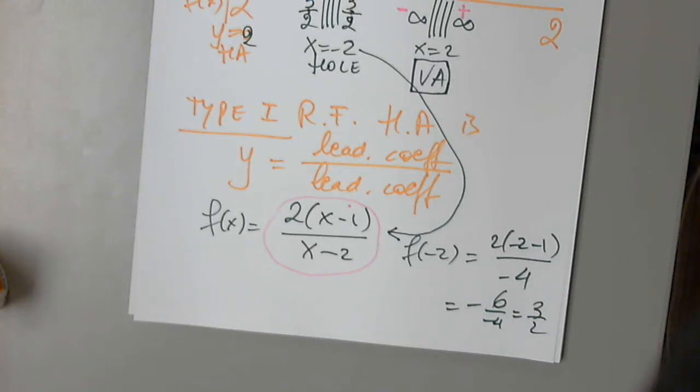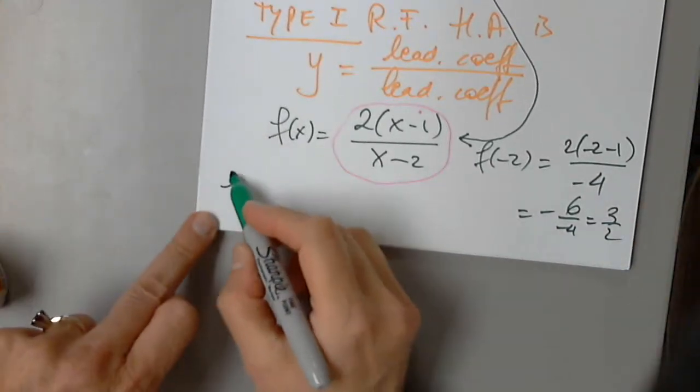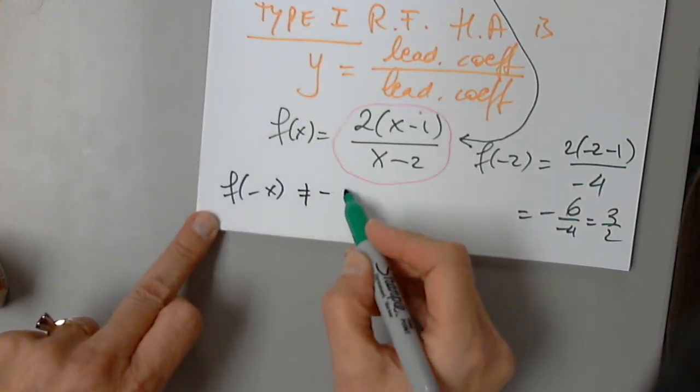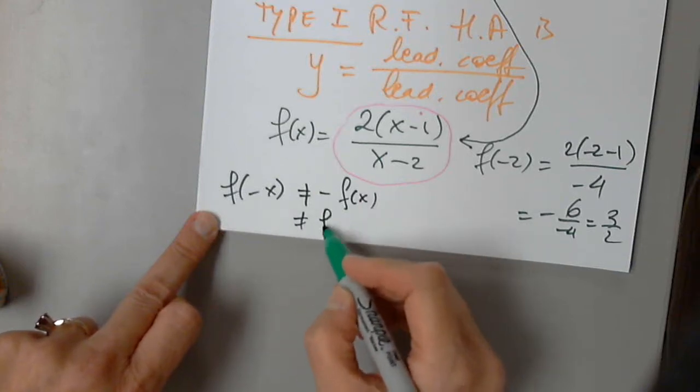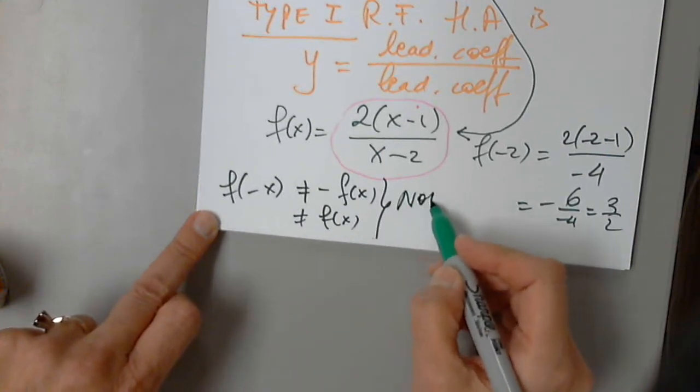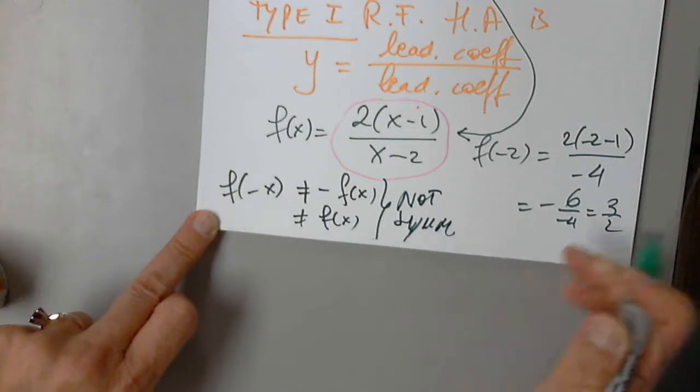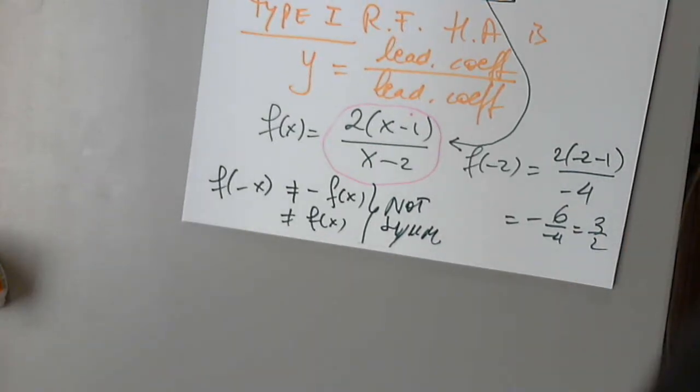Can this function be symmetric? It has a hole at -2 and a vertical asymptote at 2, so it's not symmetric on both sides. It cannot be, but I still have to write that f of negative x will not be negative f of x, and it will not equal f of x. Not symmetric. Because remember, this is part of the list of items that I have to present before I graph.